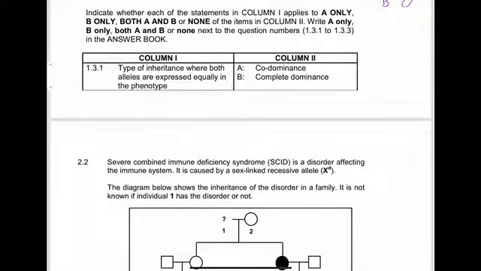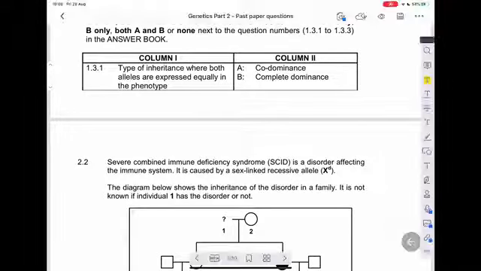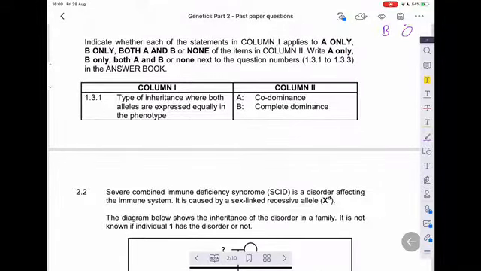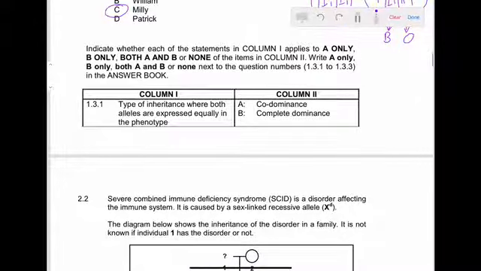Here we have an item statement question. The type of inheritance where both alleles are expressed equally in the phenotype: is it A only, codominance, B only, complete dominance? Is it both A and B, or is it neither A nor B? Remember that in the exam, you must write A only, B only, both A and B, or none. Those are the words that you must put in your book.